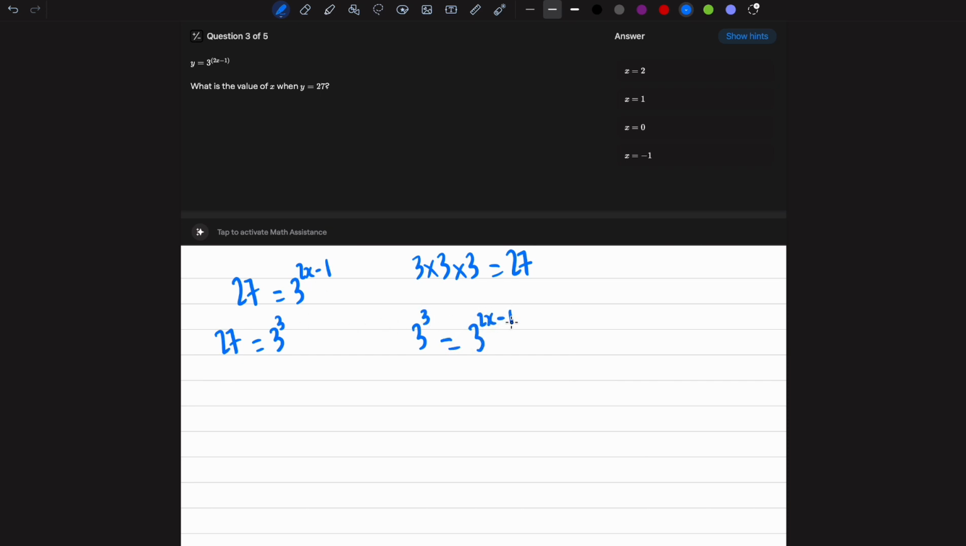And we could use logarithms to simplify this, but I'll just tell you right now that if the base is the same, then we can just get rid of it completely. And we're left with 3 is equal to 2x minus 1. We just have the indices equal to each other. So if 3 is equal to 2x minus 1, what do we do?